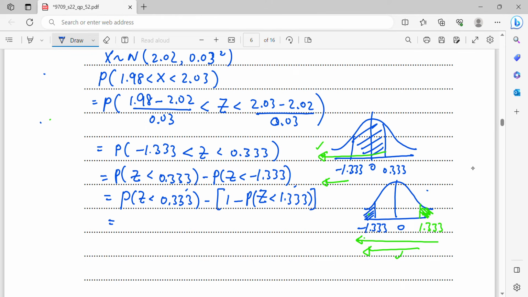So the first probability will be 0.6304, and the second probability will be 0.9087. Alright, when you calculate all these three values, it will be 0.5391. And always leave your answer to three significant figures. Therefore, it will end up with 0.539. Okay, so this is the solution for this question.